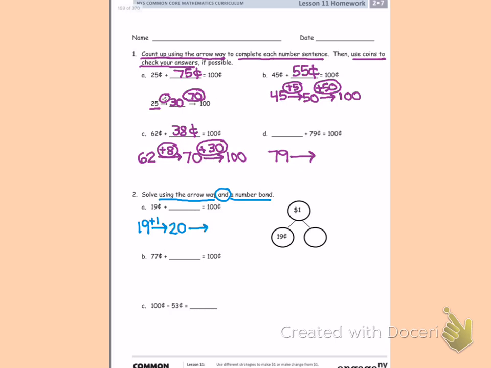If I have 2 tens, how many more tens do I need to get to 100, or 10 tens? If I have 2 tens and I need to get to 10 tens, I need 8 more 10s, or 80. Then I have this 80 plus this 1 is 81. Now the number bond shows that $1 or 100 cents is the total, and the two parts are 19 cents and 81 cents. Number bonds are part plus part equals whole.